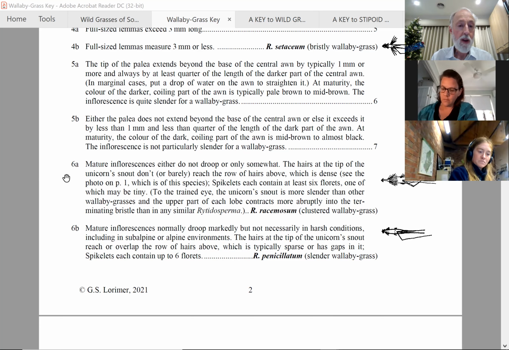Now, if you look at 6b, mature inflorescences normally droop markedly, and I'll show you that tomorrow in the field, but not necessarily in harsh conditions, including in subalpine and alpine environments. Remember, these came from Boronia. The hairs at the tip of the unicorn snout reach or overlap the row of hairs above. Yeah, okay, maybe, which is typically sparse and has gaps in it.